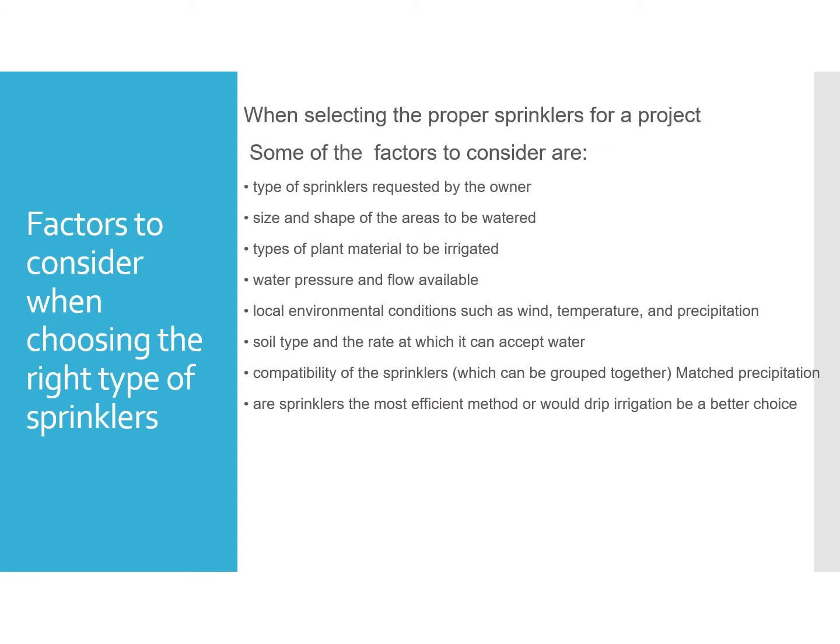Factors to consider when choosing the right type of sprinklers: the type of sprinklers requested by the owner, the size and shape of the area to be watered, types of plant material to be irrigated, water pressure and flow available, local environmental conditions such as wind, temperature, and precipitation, soil type and the rate at which it can accept water, compatibility of sprinklers, which can be grouped together for matched precipitation, and then, are sprinklers the most efficient method, or would drip irrigation be a better choice? We're going to be breaking these down one by one.